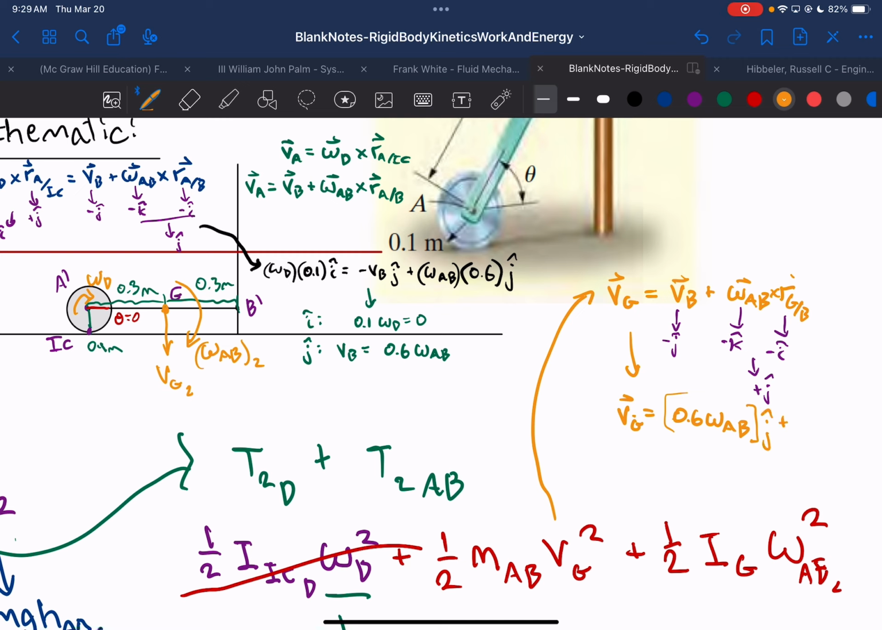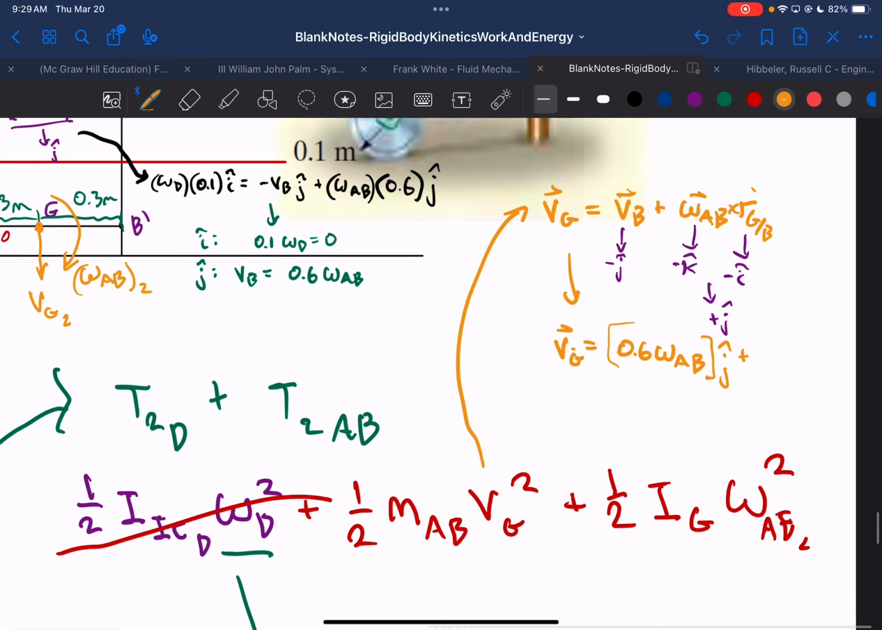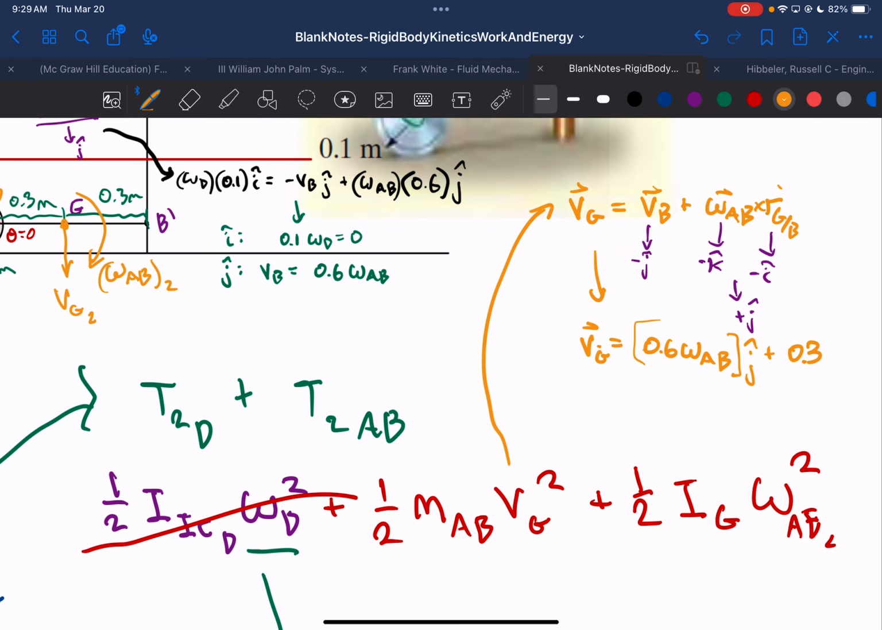Plus, what is my position vector magnitude from G with respect to B? What is the magnitude of that? 0.3. Are you sure it's 0.3, guys? Check it again, please. Is it 0.3 from G with respect to B? Yes, okay. 0.3 multiplied by omega AB, and this is in the positive J direction, as we said.